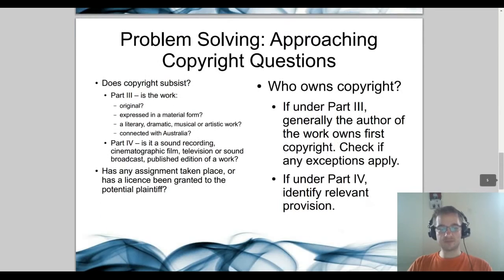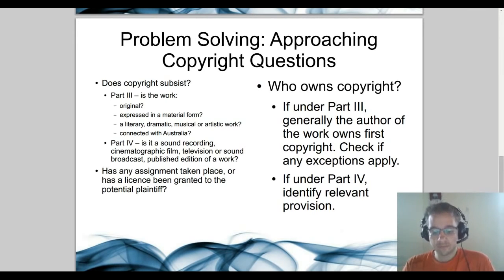So the first one, subsistence. The questions we need to ask here are, first, is it a Part 3 or Part 4 subject matter? If it's Part 3, is the work original? Is it expressed in material form? Is it something which falls into the categories of literary, dramatic, musical, or artistic works? And does it have an Australian connection? 4 tests to determine whether or not copyright subsists. The 5th there that I didn't mention in that outline is, has it expired? And you'll have to look at the expiry term, which is different again between Part 3 and the different Part 4 works.